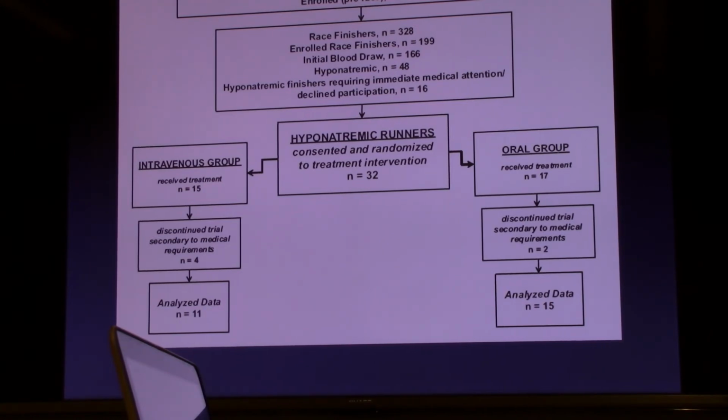Of these people, 48 were found to be hyponatremic. And of the hyponatremic runners, 32 were then divided into the intravenous group or the oral group, with the final data point of 11 in the IV group and 15 in the oral group. Sorry, I wanted to point that out, but didn't have the cursor.